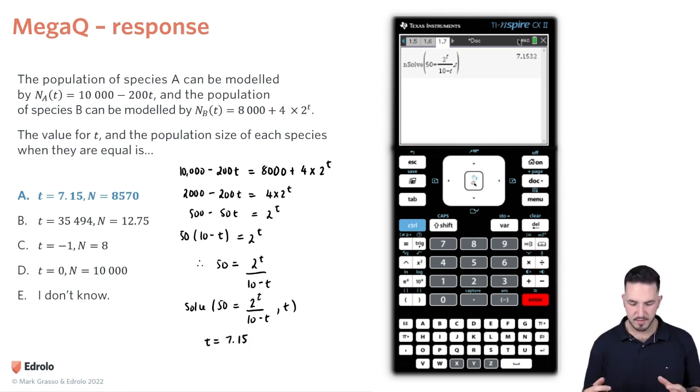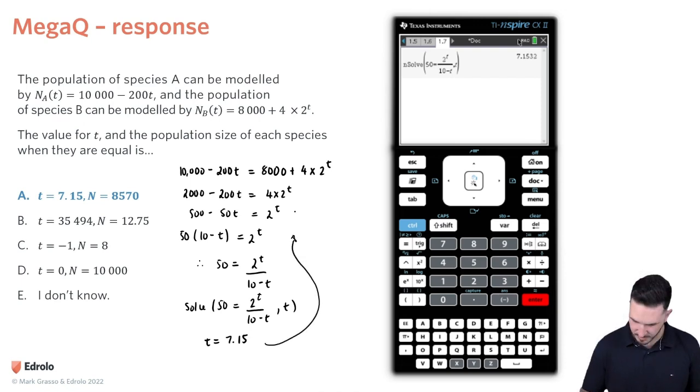So now that we've found the value for t, obviously we can see that our solution is in fact a, because that's the only one with t equals 7.15. However, let's just confirm we do get the n value, or the population size, of 8,570. To find that, we need to substitute t equals 7.15 into one of our equations. I'm going to sub into the linear equation just because it's a little bit easier to do. Let's substitute that into N_A of t is equal to 10,000 minus 200 times 7.15.